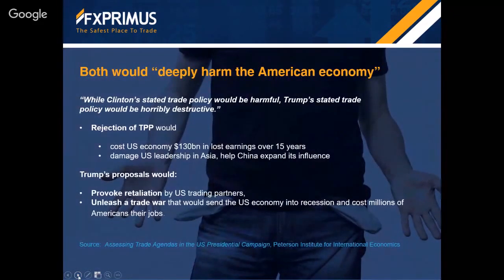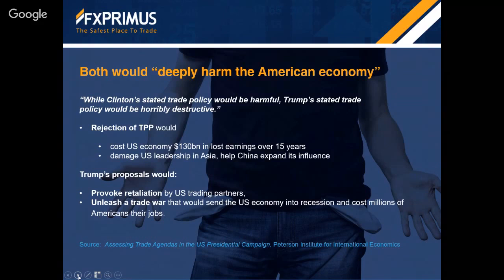Now, independent analysts have said this would deeply harm the American economy. Well, this is the Peterson Institute for International Economics. And they tend to be internationalists and globalists. They're not run by a trade union. The AFL-CIO is going to have a different view on this. They said, well, Clinton's stated trade policy would be harmful. Trump's policy would be horribly destructive.